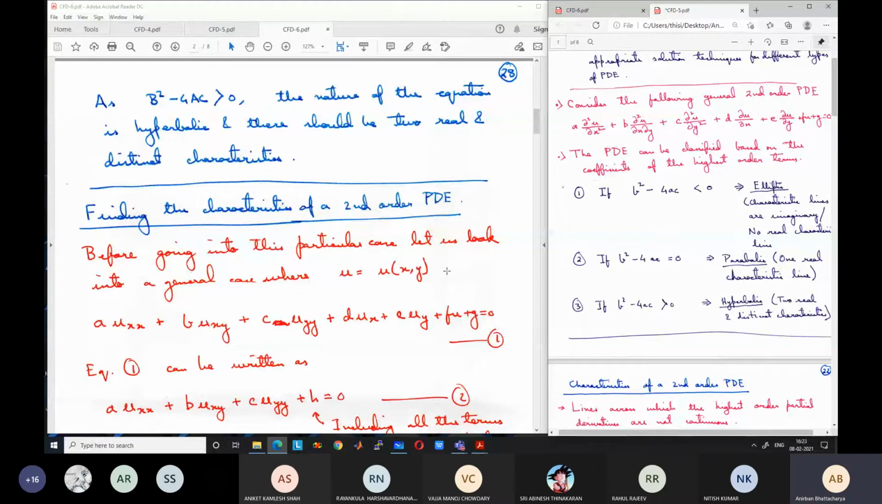Okay, so if it is a hyperbolic equation, there should be two characteristics. If it is a parabolic equation, there should be one characteristic. If it is an elliptic equation, there should not be any characteristic. So we will try to find that.